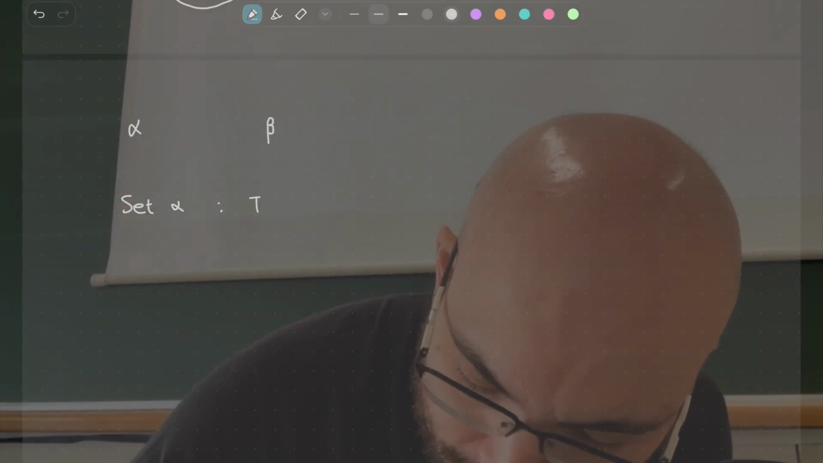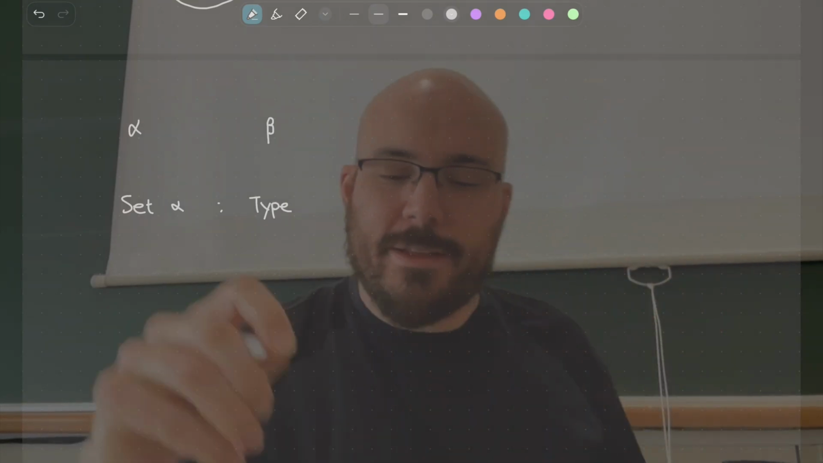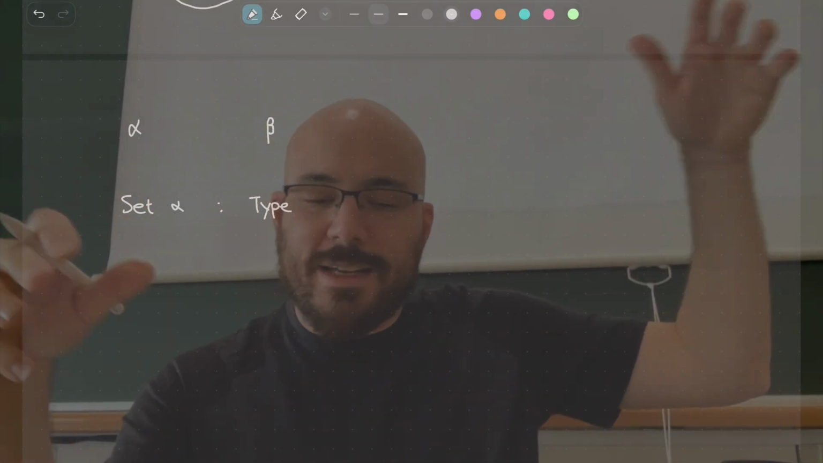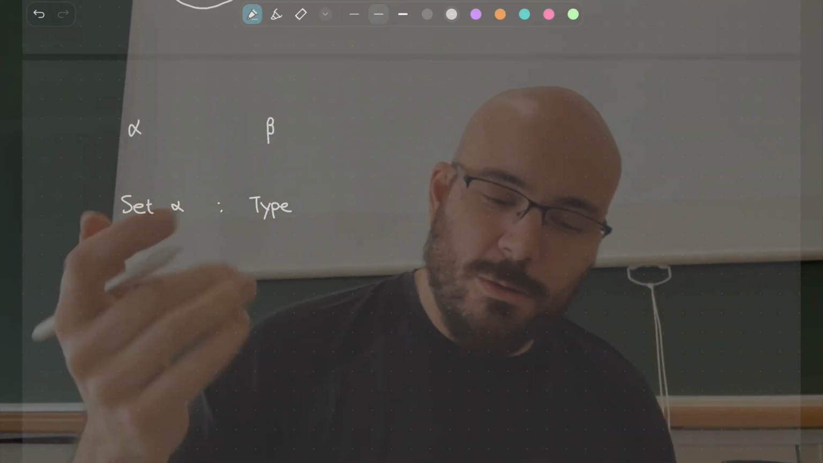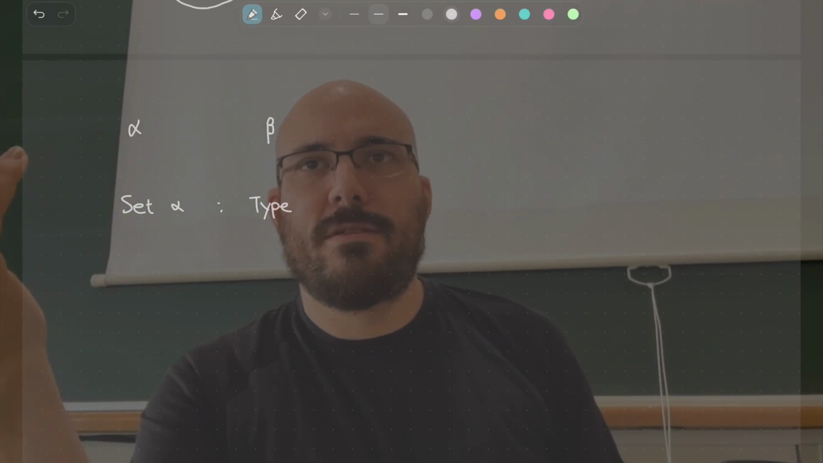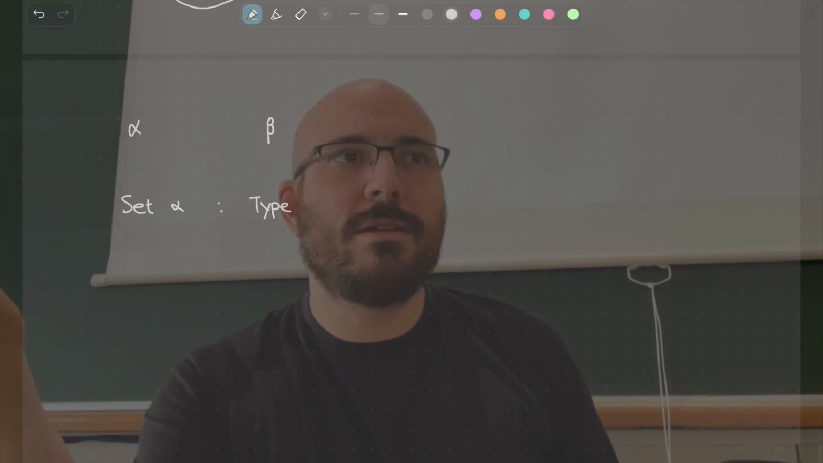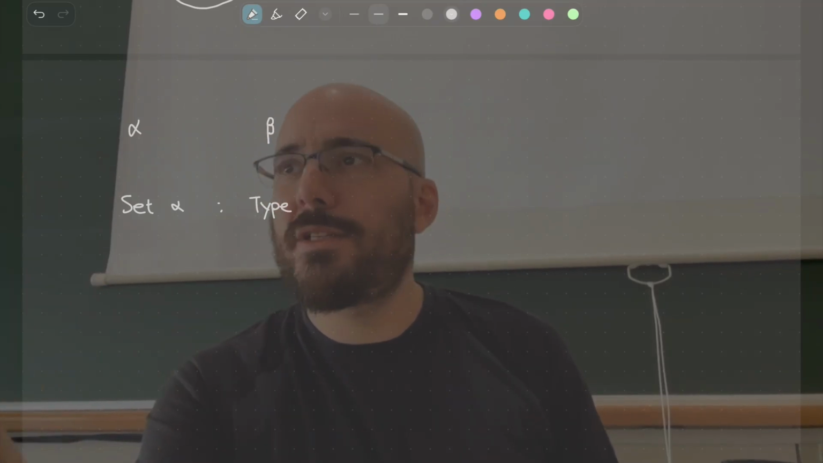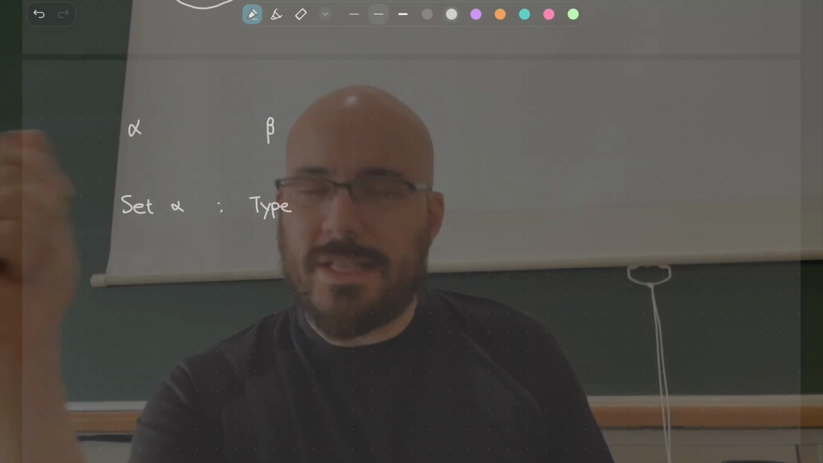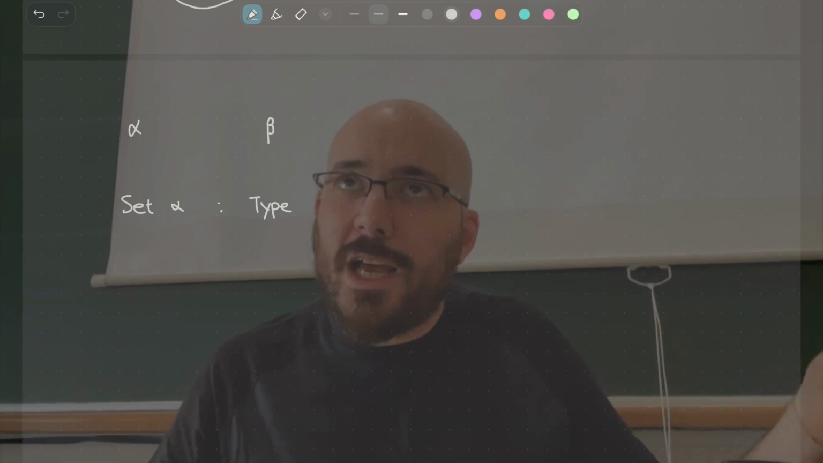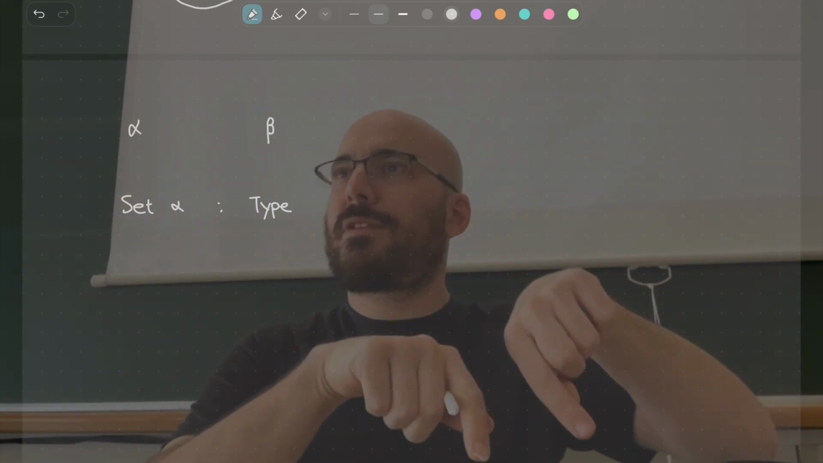So this thing is a type. We haven't discussed a hierarchy of types, but let's forget that it's a type, okay? So, which type is it? How do we describe its elements? Yes, it's the type of all sets whose elements are of type alpha.